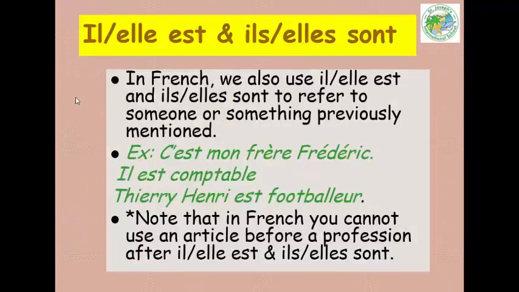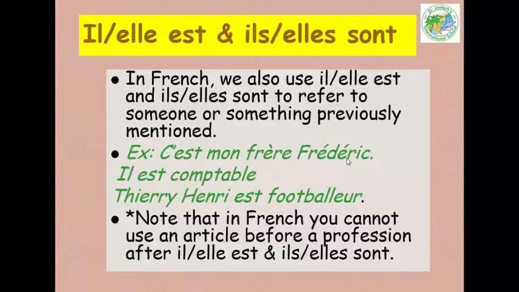Okay. Il est, elle est, ils sont, elles sont. In French, we also use il est, elle est, ils sont, elles sont to refer to someone or something previously mentioned. Instead of repeating the name or the noun, in the second sentence, we replace the noun by a pronoun. Okay? Example. C'est mon frère Frédéric. Mon frère Frédéric est comptable. Instead of repeating the noun, it's not important to repeat it again. That's why we replace it by il est comptable.